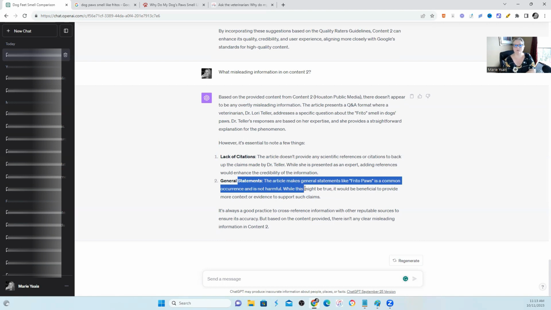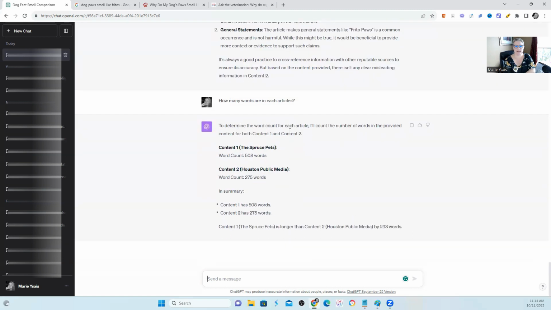So that is just a really quick run through. You can ask ChatGPT to compare any pieces of content and then drill in a whole lot deeper into any of the questions. Compare the headings, compare the titles. Now, with the free version, I asked it to give me a word count of each of the articles, and it told me that it could not do that. But with the paid version, it can. So it told me content piece 1 had 508 words, whereas content piece 2 had 275 words.